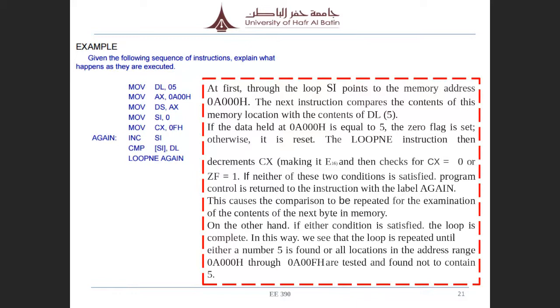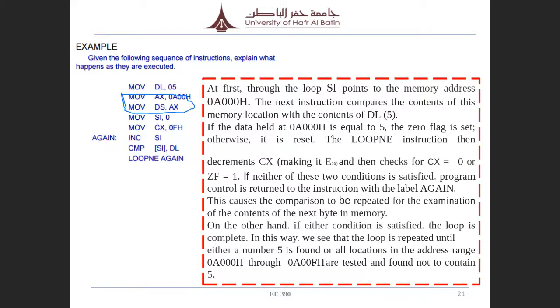So AX gets 0A00, and then MOV DS, AX. That means these two lines are for initializing the data segment, right? Initialize the data segment, these two lines. Okay.